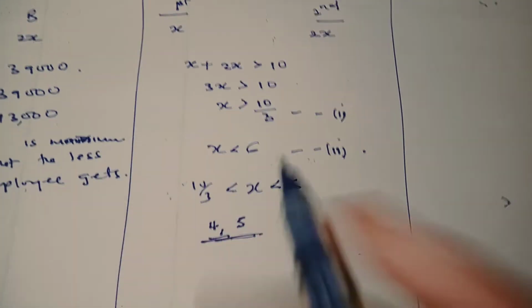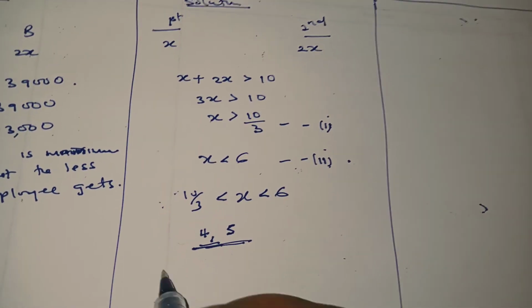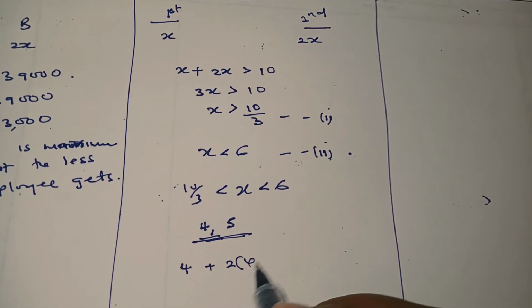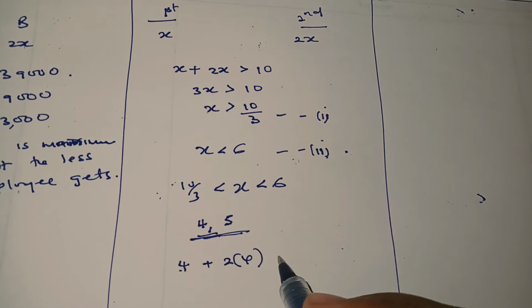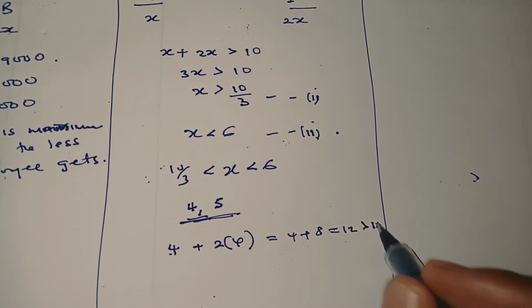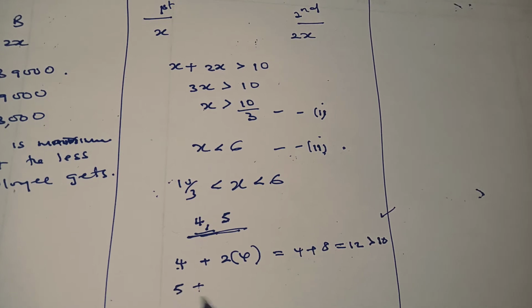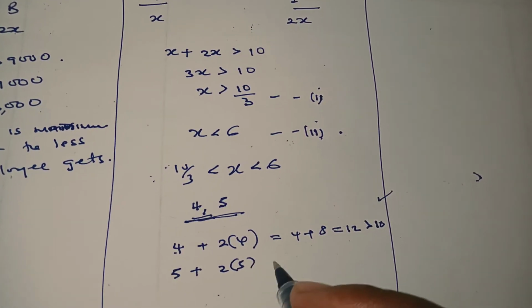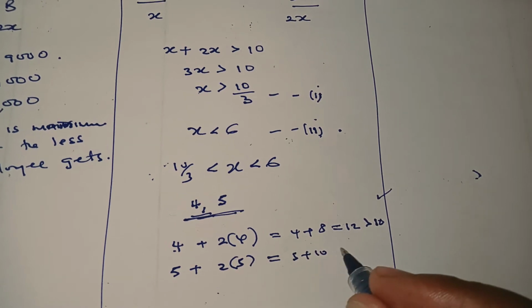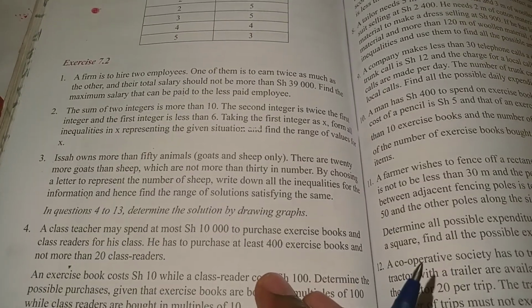And if you want to check whether it is true, if we pick the first integer to be 4, you'll notice that 4 added to twice that number, that is 4 plus 8, which is 12, and this is definitely greater than 10, which holds true for the condition we are given. If you take 5 again, 5 plus 2 times 5 gives me 5 plus 10, which is 15, which is also greater than 10, and that holds true also for the condition we are given up here, that the sum of two integers is more than 10.